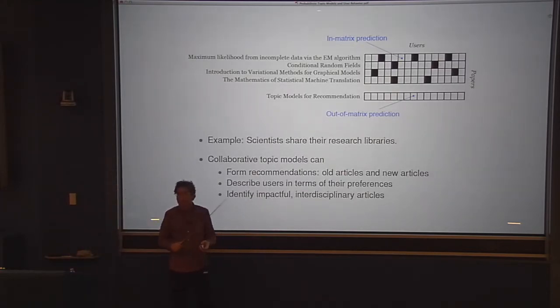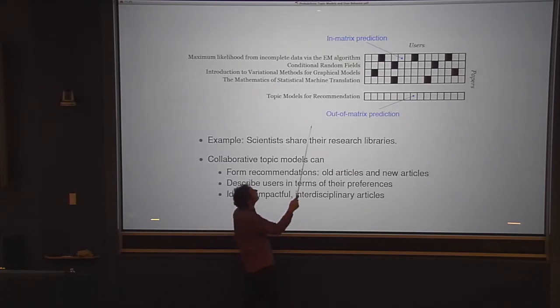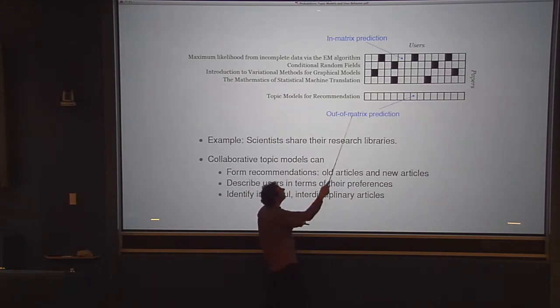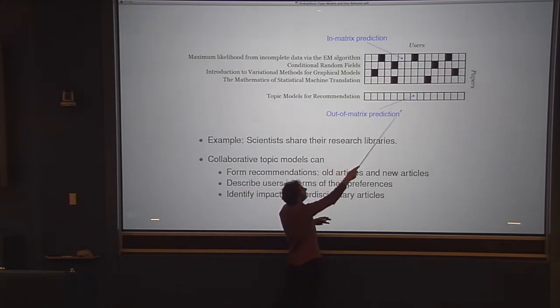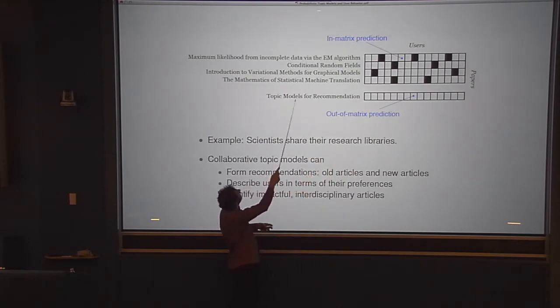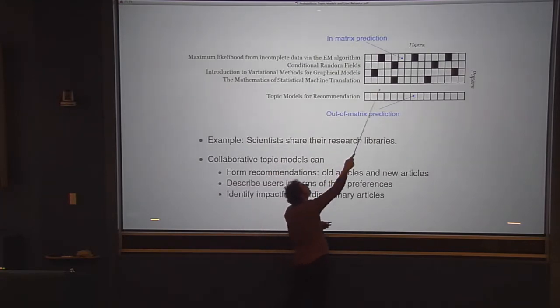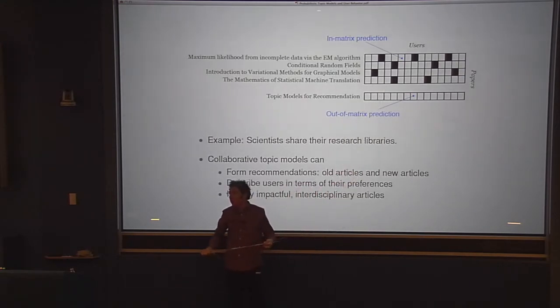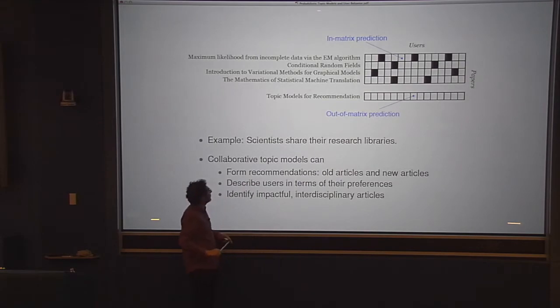We have data from Mendeley, which is an online service for scientists to organize and share their research library. What we get from Mendeley is totally anonymized, a big matrix where the columns are users. So each column is a scientist, and each row is a paper. Here are some papers: the EM paper, conditional random fields, variational methods, and so on. A black square in this matrix means that this user, user 5, has the conditional random field article in her library. Okay, what can we do with that?